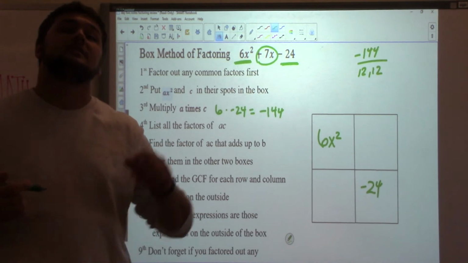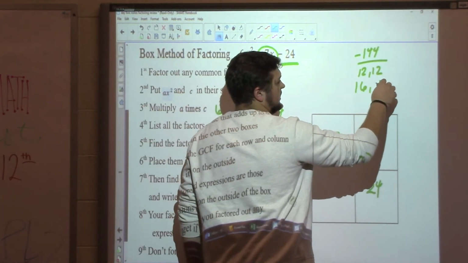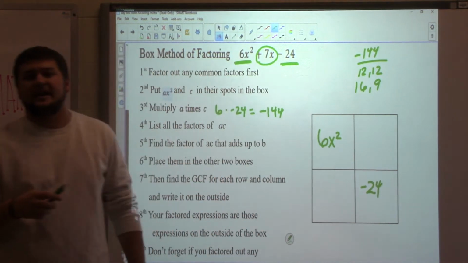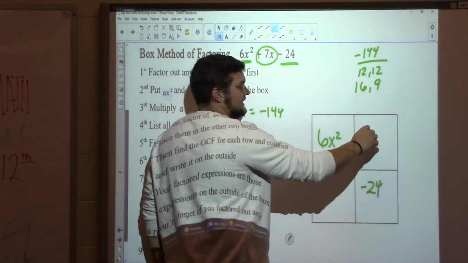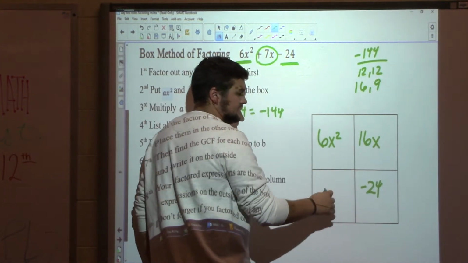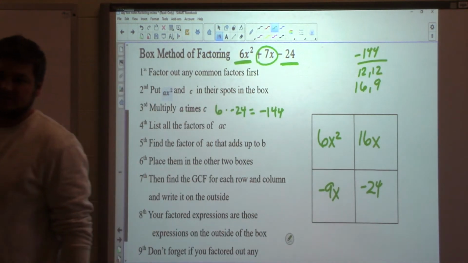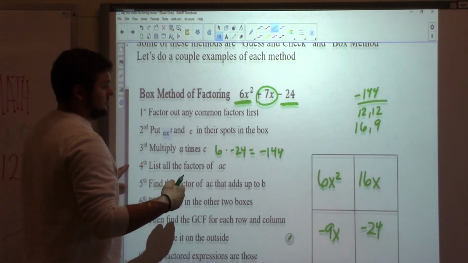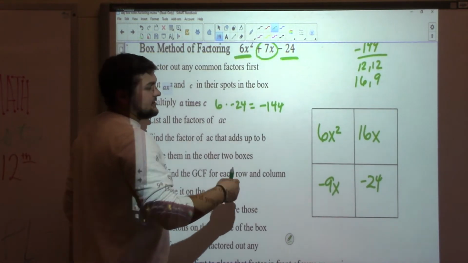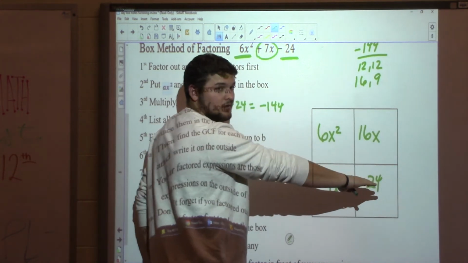Miss Larson? 16 and 9. Is there a way where one of those is positive and one's negative that it will add to 7? Yes. Yeah, how? So I'm going to put one of them top right, 16x. One of them bottom left, negative 9x. Now that my boxes are full, I'm going to factor each column and each row.